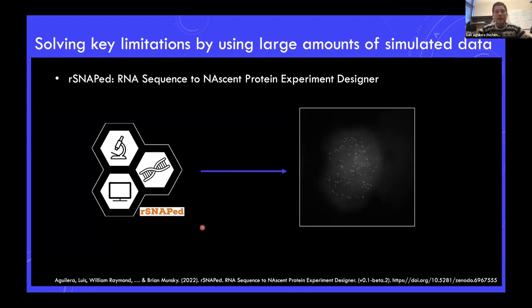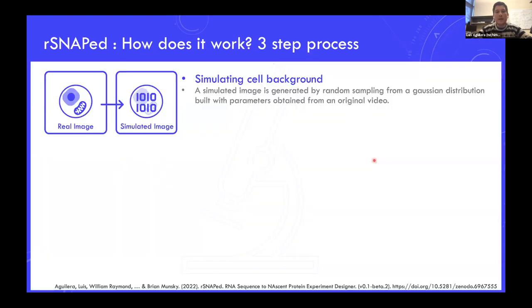So 2 years ago, I started working on a project to try to solve those problems. It's rSNAPsim's companion, rSNAPed. It's a library that we have, again in Python. It stands for RNA Sequence to Nascent Protein Experimental Designer. And the idea is to transform the stochastic models into something that is closer to what we observe in the microscope. This is just a simulation of what we can achieve with rSNAPed.